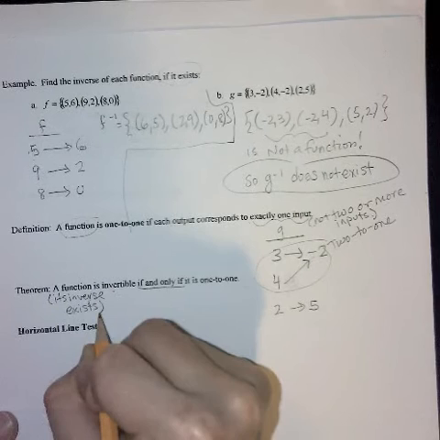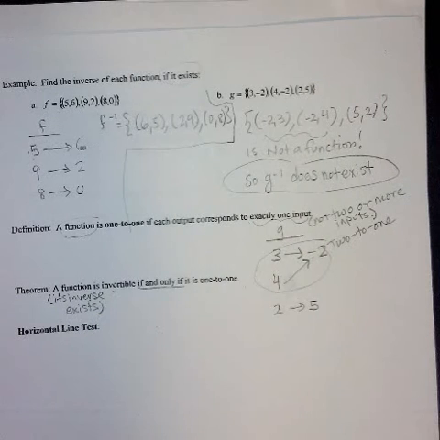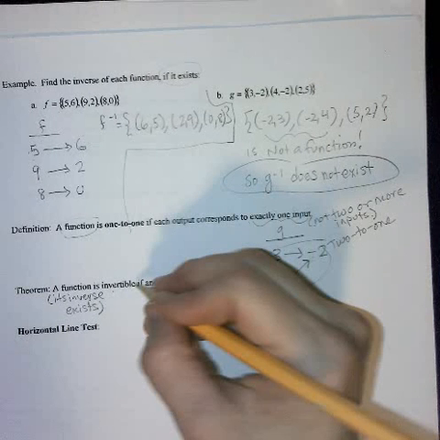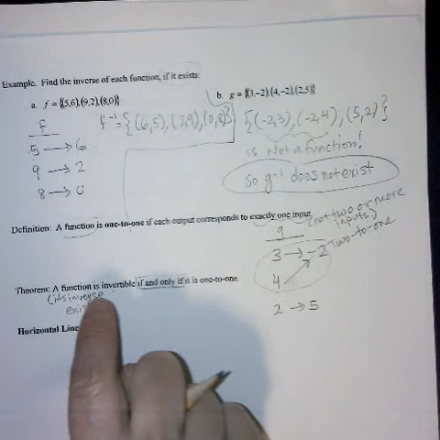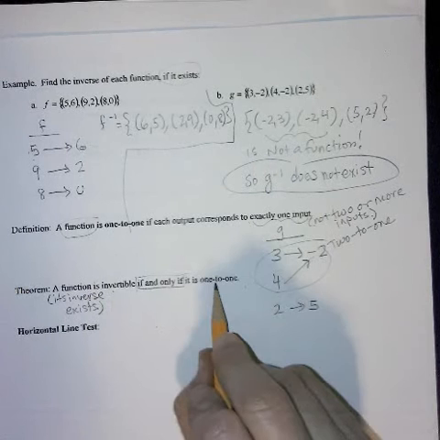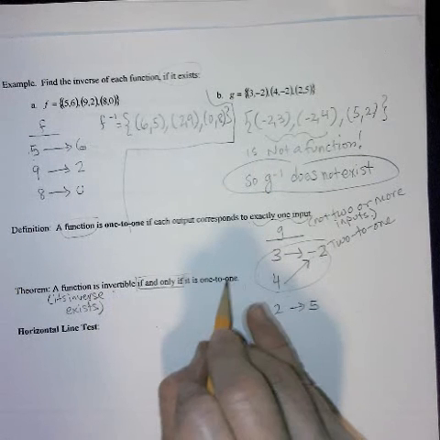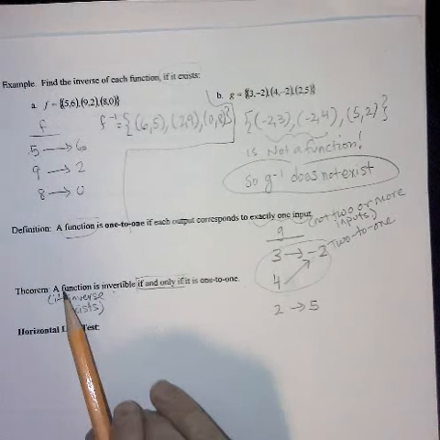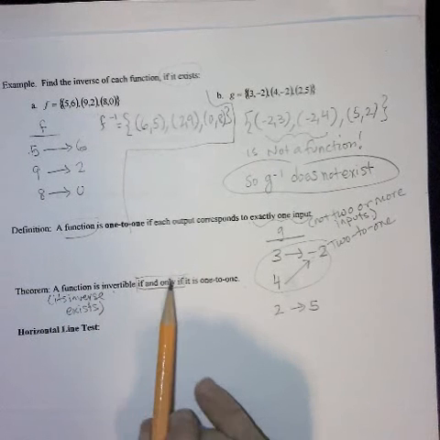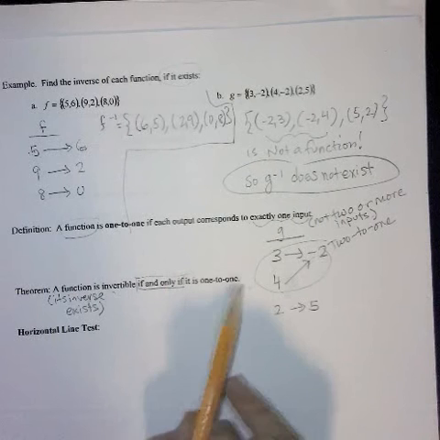All right, so the if and only if means that being invertible is equivalent to being one-to-one. You can't have one without the other. So you can say if a function is invertible, then it is one-to-one. You can also say if a function is one-to-one, then it is invertible. Let me write that down.